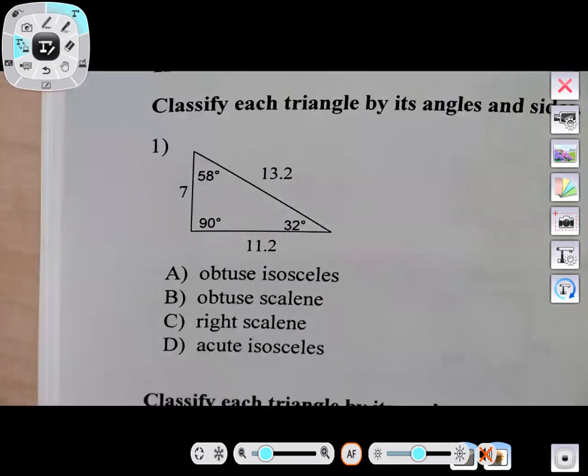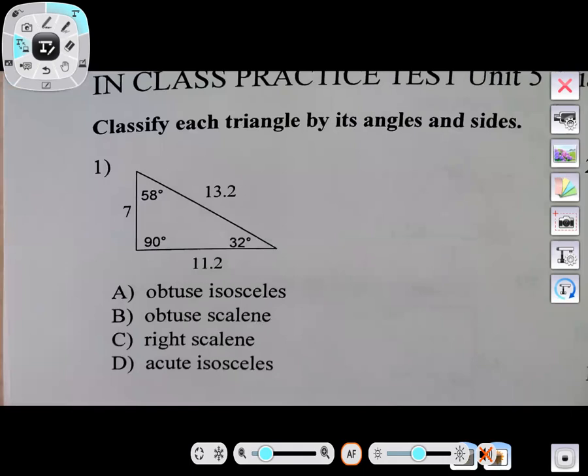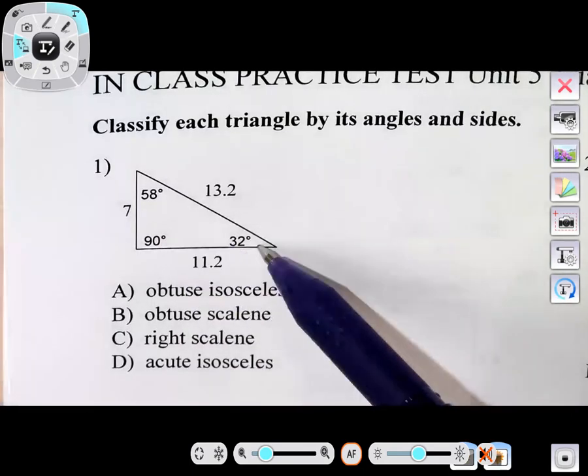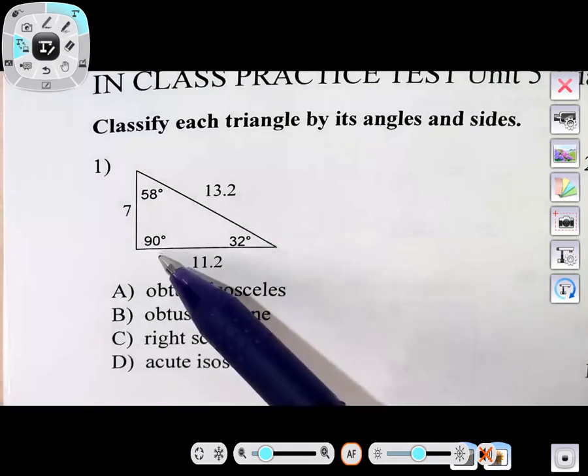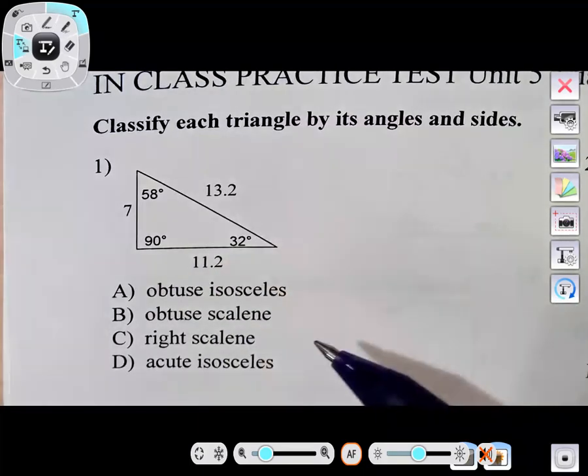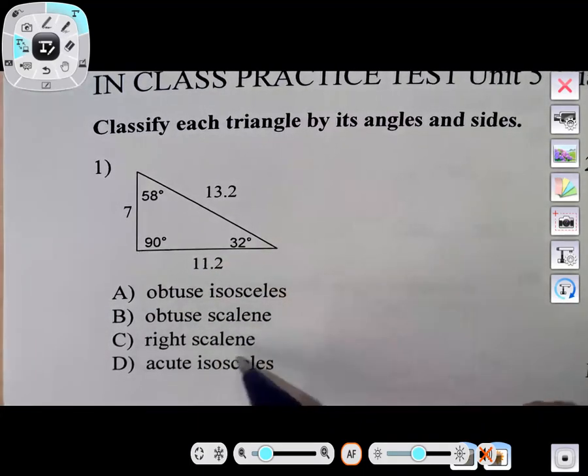This first section was the one on classifying triangles by angles and sides. By angles, you have three ways: acute, obtuse, and right. So if we took a look at our triangle, in this case, I have three angles. I always have three angles. One of them's a 90 though. If I have a 90-degree angle, that means this is a right triangle. So I already know the answer. It has to be C, obviously.